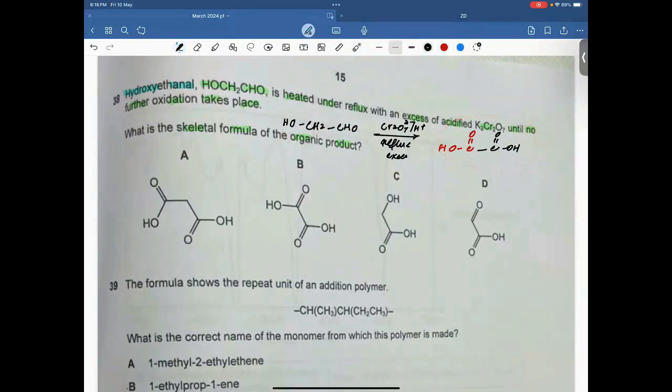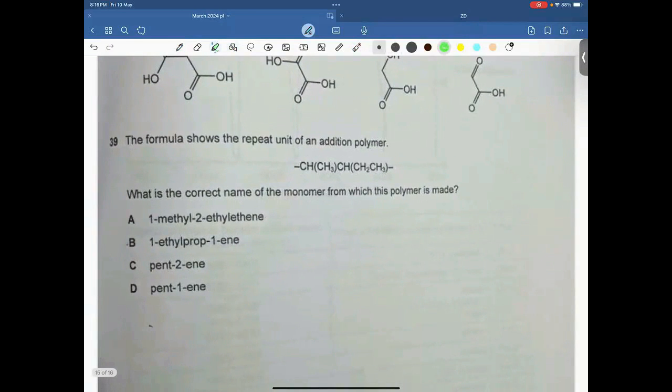And if you want to make the skeletal structure, you can draw it like this. And this structure is basically this. All right. So B is going to be the right answer. That's an easy question, guys.